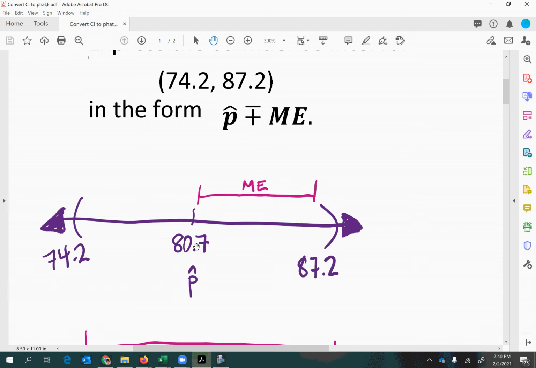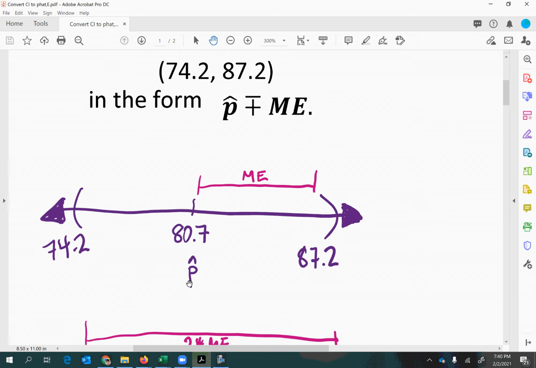And so we're kind of working in reverse here, where we have the confidence interval and we're working our way backward to discover what the original sample proportion was. And the margin of error is the distance that was added and subtracted to that number. So how do we figure out these answers?